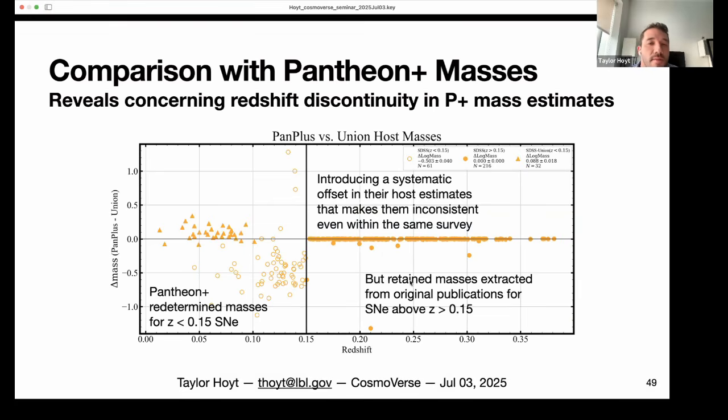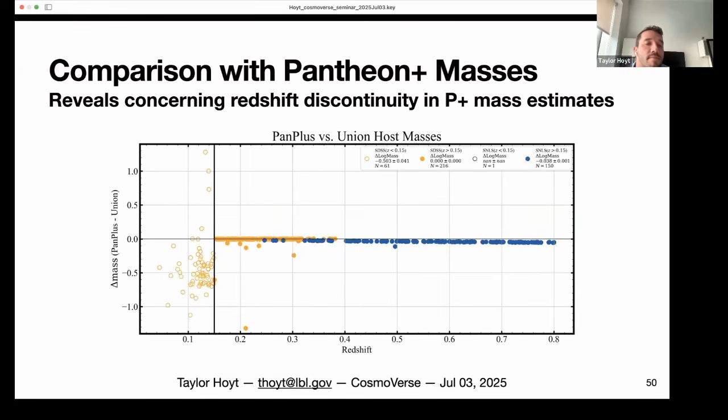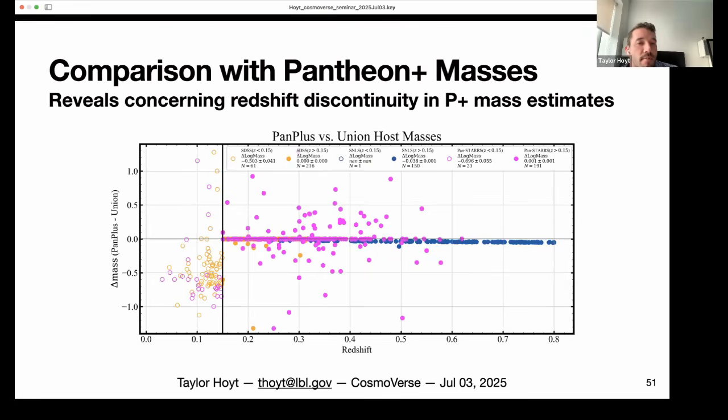So the problem is this introduces a systematic offset in their host estimates that even makes them inconsistent within the same survey. So if we just keep adding more surveys to see if this persists, we'll see that it does. So here we had SNLS. It's only high Z, so we don't see the step, but we do see the confirmation that Union and Pantheon pulled from the same paper.